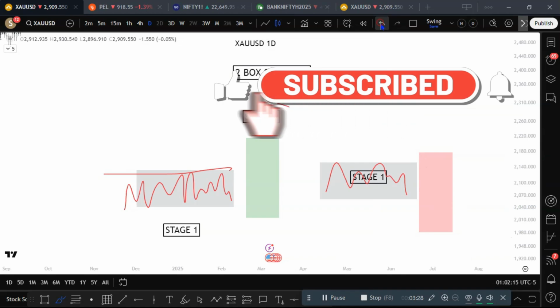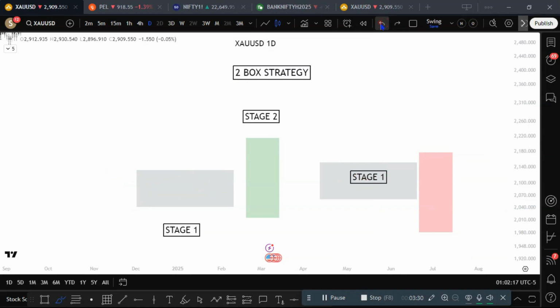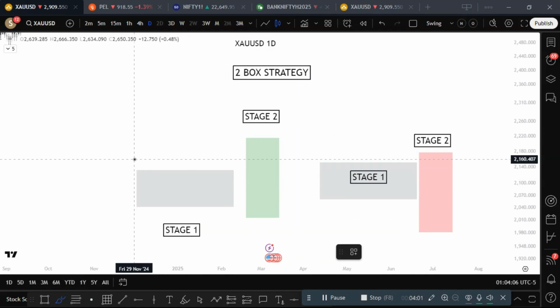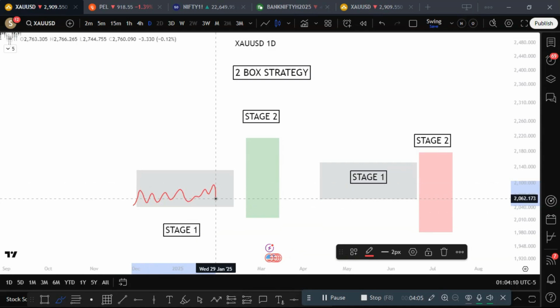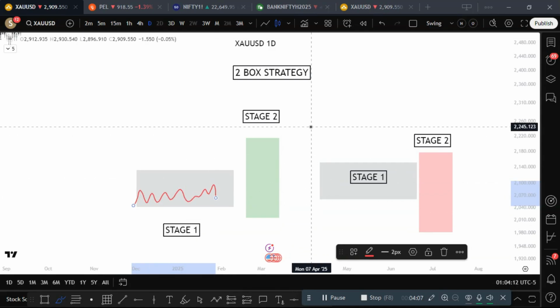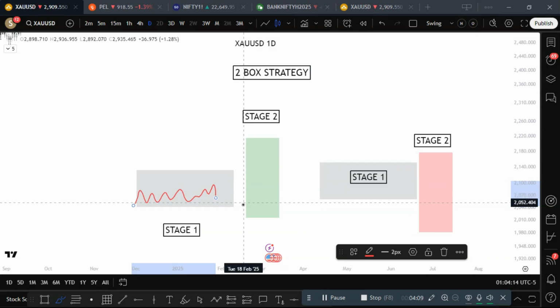Alright, so this is the simple strategy. It is based on Wyckoff. If you don't know Wyckoff, Richard Wyckoff invented this 100 years ago, and it still works because human emotions never change. So let's summarize this strategy. When price consolidates in stage 1, we will simply wait for the expansion of stage 2, and when the expansion begins to happen, we are going to place our trades.